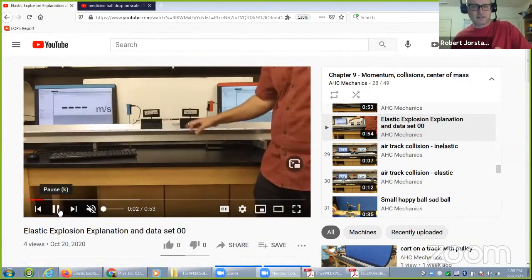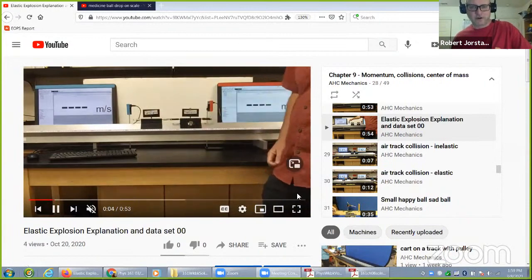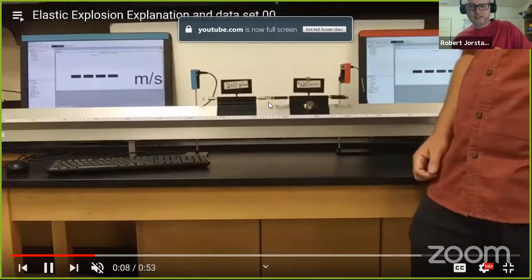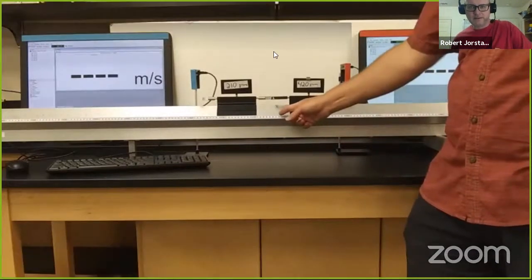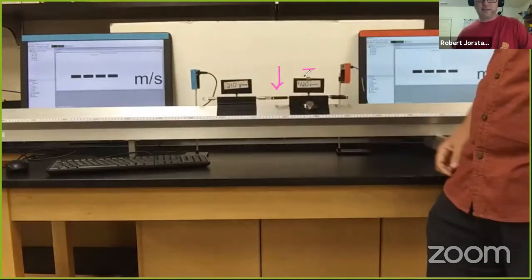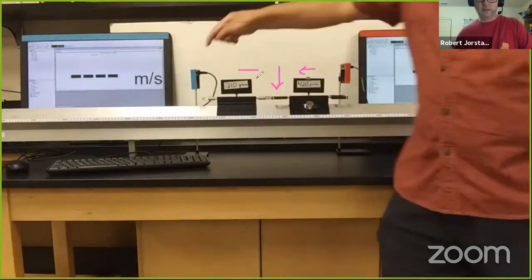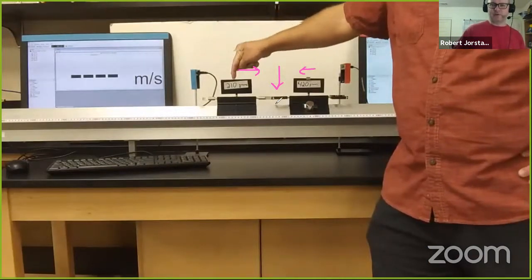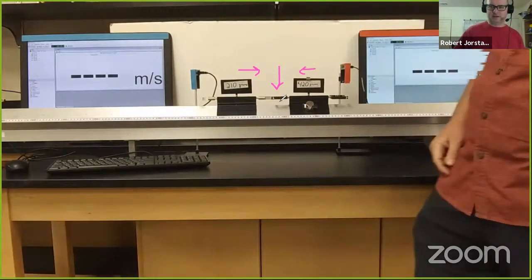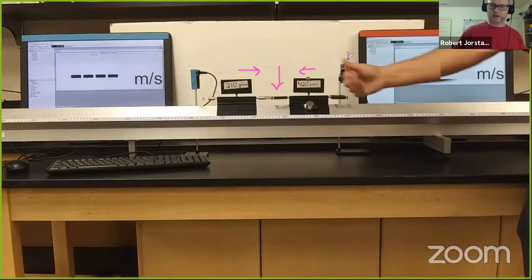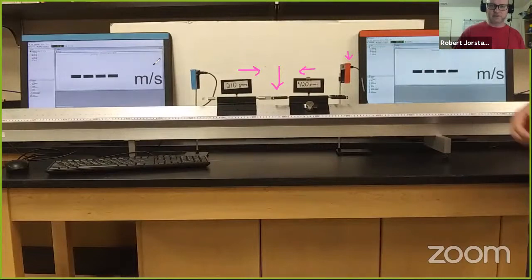I don't know if you can see this. There's a 200 gram and a 400 gram. Let me make it a little bigger. And the idea is there's a rubber band right here. So there's a rubber band, and what I'm going to do is squish these two together and let go of them. And they're going to fly outwards. The rubber band is acting like a spring, and it will conserve energy. And so when we do this, these two photo gates this time are recording the velocities after the explosion.